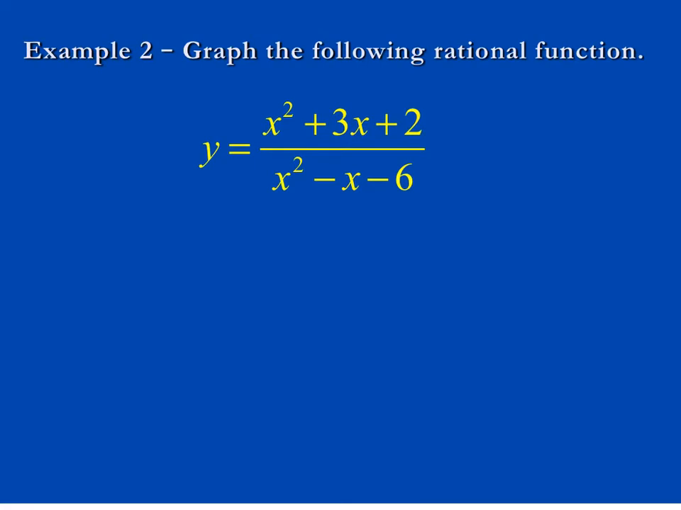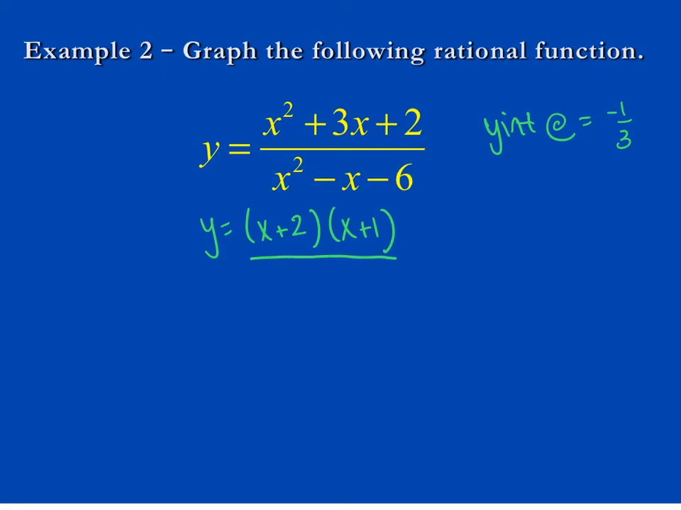Here's our second example. Step 1 says to find the y-intercept by letting x equal 0. And so the y-intercept is at -1/3 when you reduce. The next step says to factor both the numerator and the denominator. When I factor the numerator, I get the quantity x plus 2 times the quantity x plus 1. And in the denominator, I get x plus 2 times x minus 3.